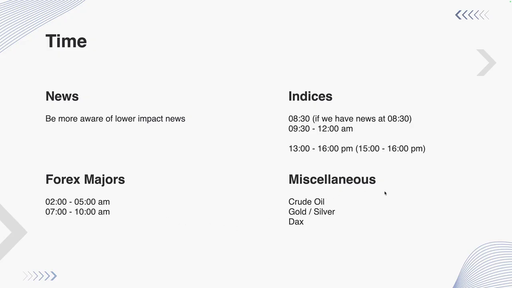Then miscellaneous right there. We have crude oil. Crude oil also is very active after 9:30, so the equities open that we have on indices. The volatility for crude oil dies down a little bit earlier than on the indices, so usually around 2 p.m., something like that. Then gold and silver are also very nicely tradable for your flow trading plan. Gold and silver, I would refer more to Forex kill zones, rather than the indices kill zone. So the volatility again on gold and silver dies down a little bit earlier.